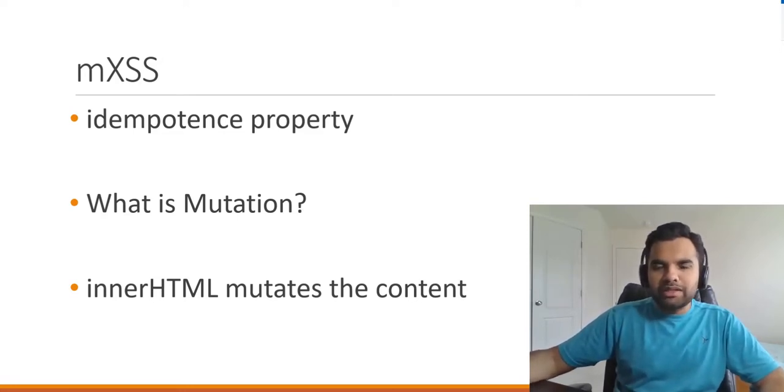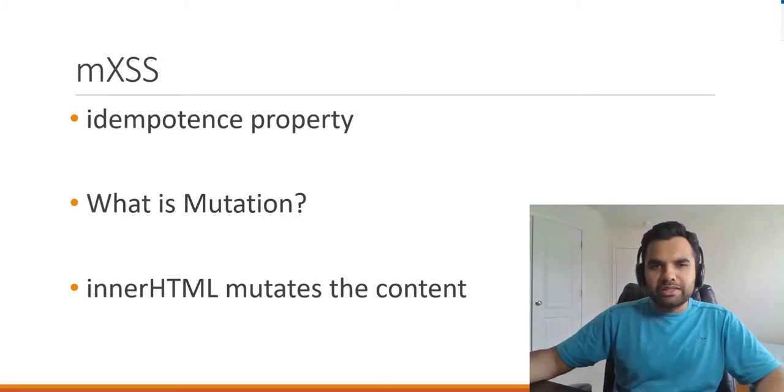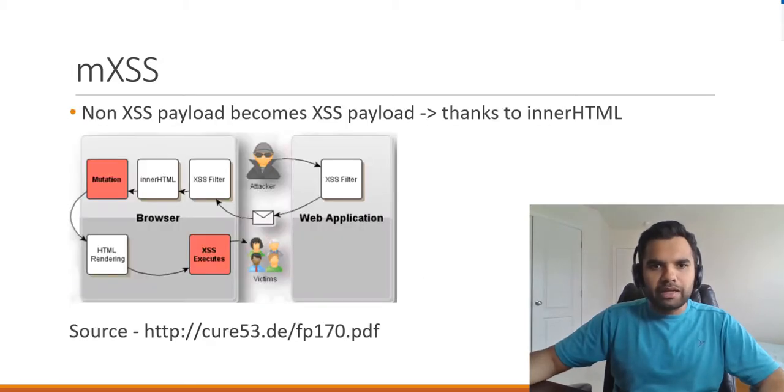Now, what is mutation? Mutation is opposed to what we just talked about. So mutation is changing something. For example, what if you provide some value and then the application or the browser changes that and then executes that? That's mutation-based cross-site scripting. And I would say the function which does all this is innerHTML. If you're not sure what innerHTML is, I would highly recommend you go and check it out. The innerHTML property in JavaScript mutates the content, and I'll show you one example of how it happens as well.